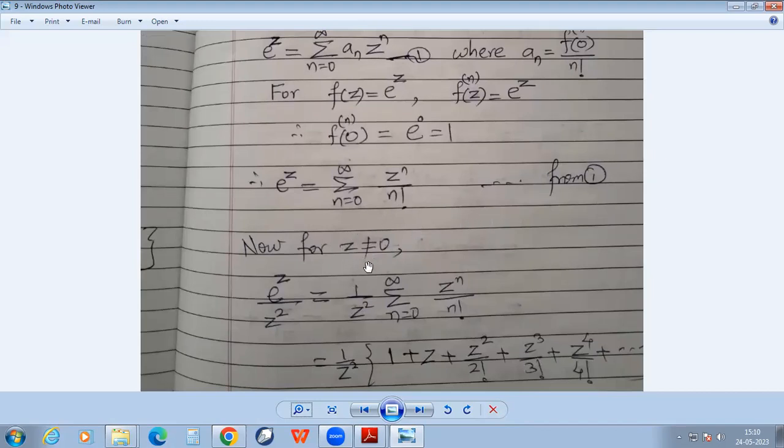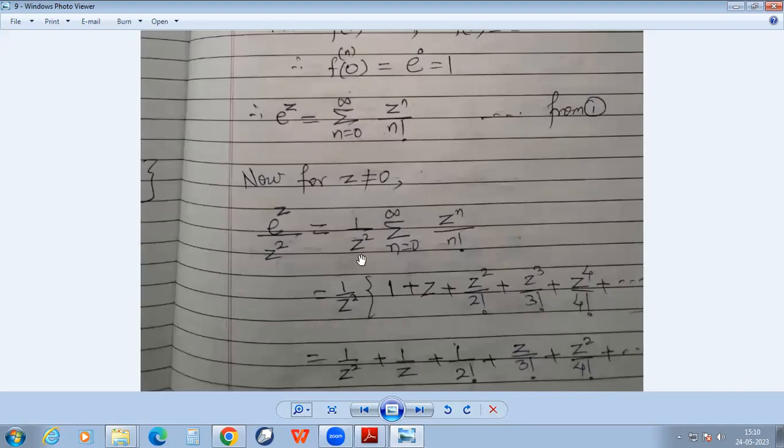Now, for non-zero z, I can divide by z square. So what it becomes? 1 by z square times this summation. When this summation is expanded, outside multiplied by 1 by z square, it gives us 1 by z square plus 1 by z. Next, z square gets cancelled and we are left with 1 by 2 factorial, plus z upon 3 factorial, plus z square upon 4 factorial, and so on.